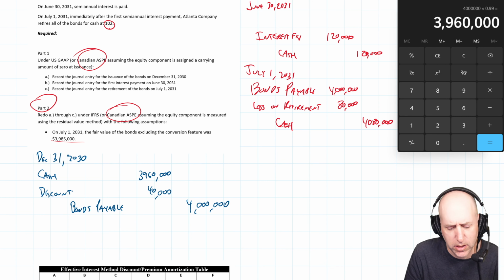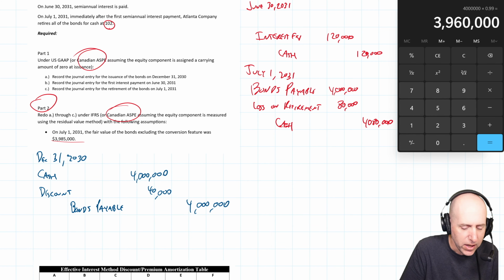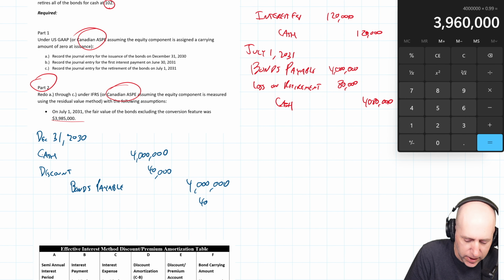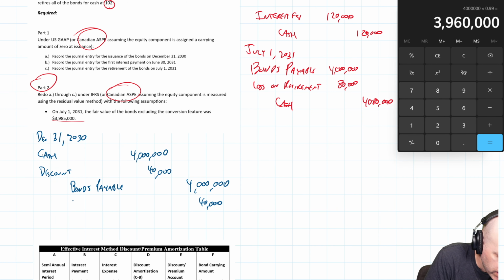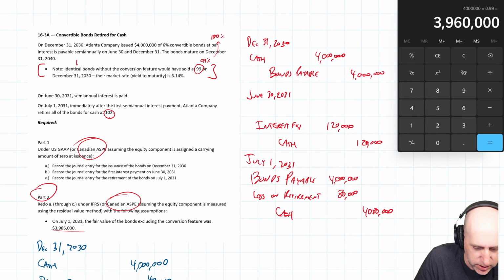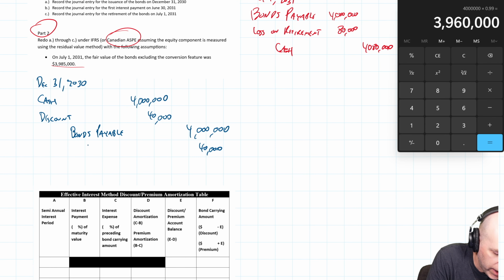Okay, so that's what this would have looked like at 99. But remember, we didn't issue at 99. We actually got $4 million cash, $4 million of cash changed hands. This doesn't balance anymore. And the $40,000 difference, what is that? That is, of course, the equity portion that we were discussing, that extra 1%. We said that's an extra $40,000, and we call that contributed surplus, conversion rights.